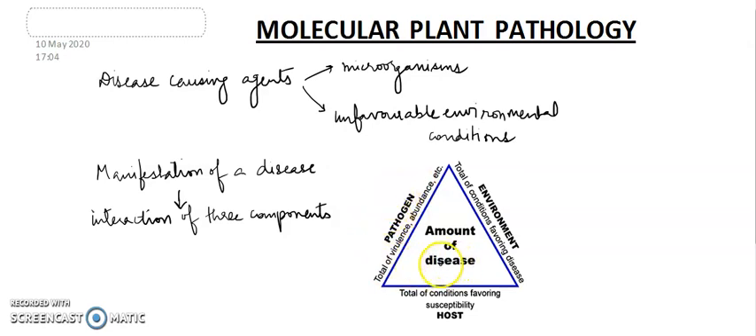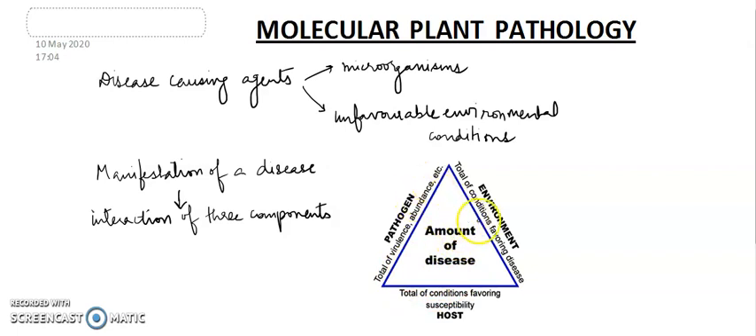Another side of the triangle is the host. Host is the sum of conditions which favor the susceptibility. How susceptible, how sensitive is the host to that particular pathogen? How sensitive is this particular cultivar of the host? There are different cultivars that can be found or different strains that can be found in every plant. How susceptible is this cultivar to a particular pathogen? So, how susceptible it is, that is what comes in the second side of the triangle, that is the host.